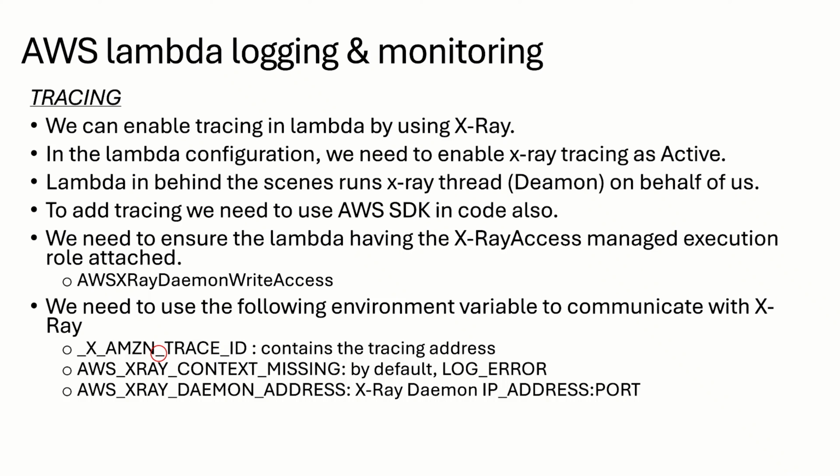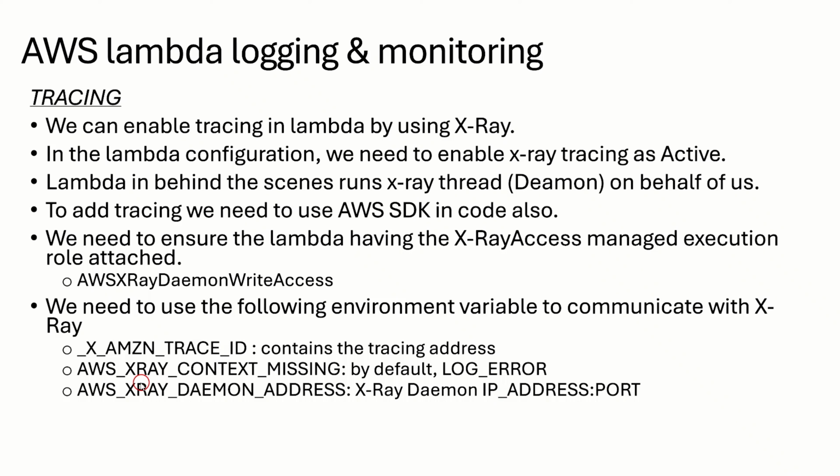So here, you see one environment variable, that is _X_AMZN_TRACE_ID, which contains the tracing address. If you want to know about the tracing address, you can use this. And also if you want to know about the context missing setting, by default it will log errors only, so errors will be traced, and you can change this also.